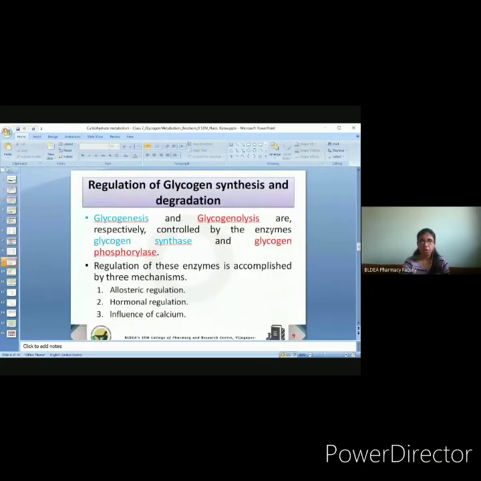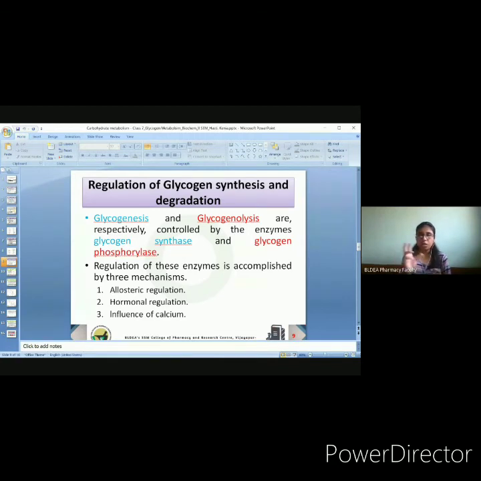Okay. So now coming to the regulation. Again, an important aspect regarding synthesis and degradation: how these can be regulated. We had seen that different enzymes are responsible for synthesis as well as degradation. The important enzyme involved in synthesis is glycogen synthase, and glycogen phosphorylase is the important enzyme involved in glycogen degradation, that is glycogenolysis.